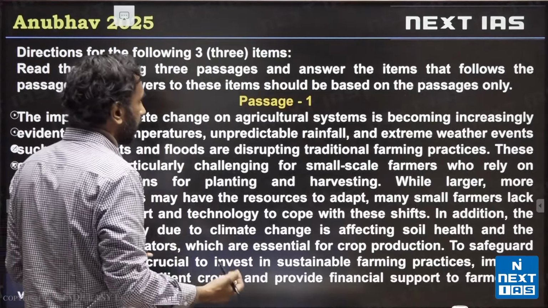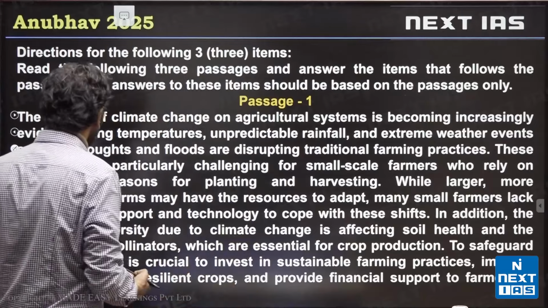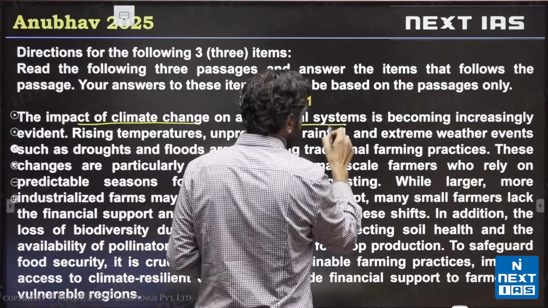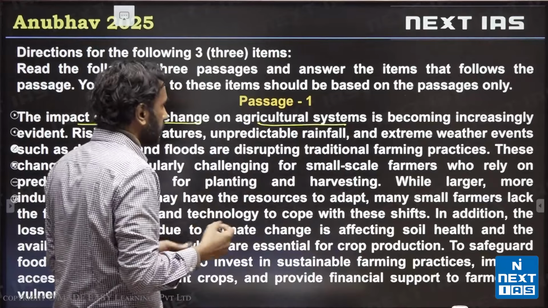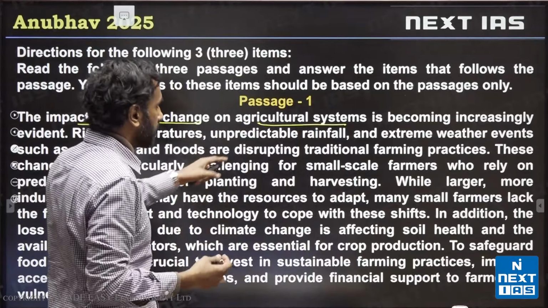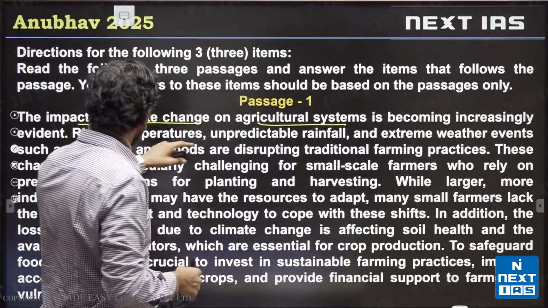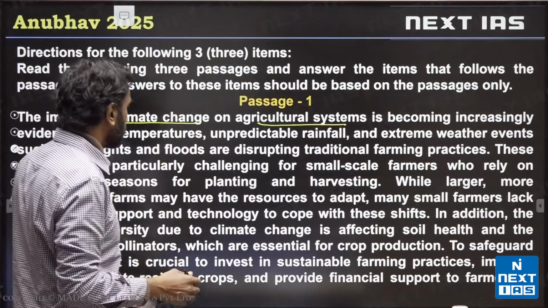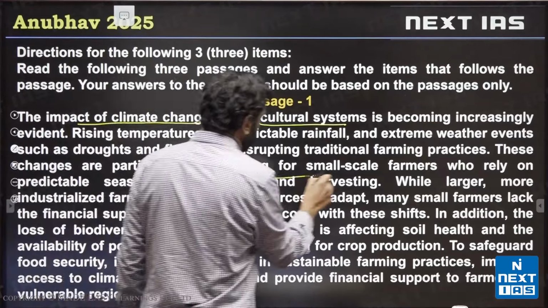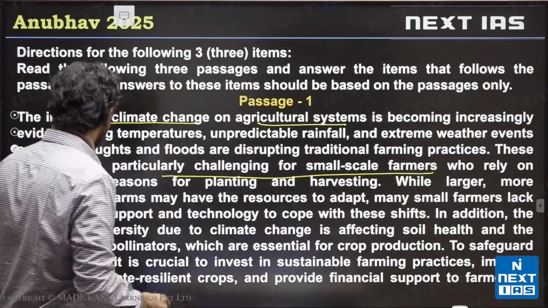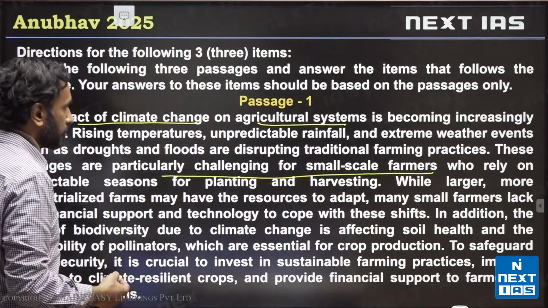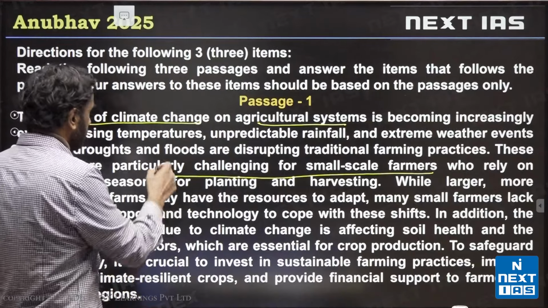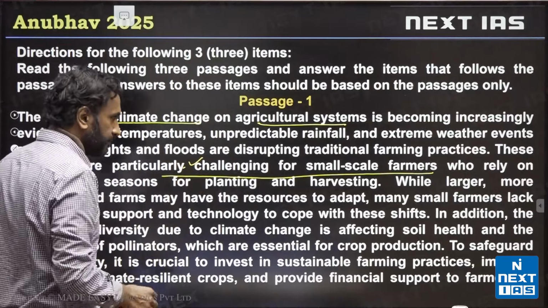Impact of climate change on agricultural systems is becoming increasingly evident. Rising temperatures, unpredictable rainfall, impact is being measured. Droughts. These changes are particularly challenging for small scale farmers who rely on predictable seasons. So particularly challenging for small scale farmers. While larger, more industrialized farms may have the resources to adapt, many small farmers lack the financial support and technology. So again, particularly challenging for small scale.